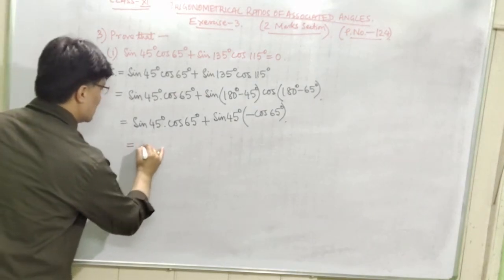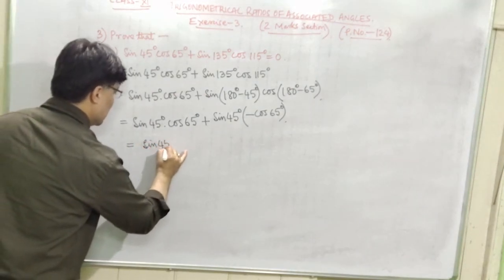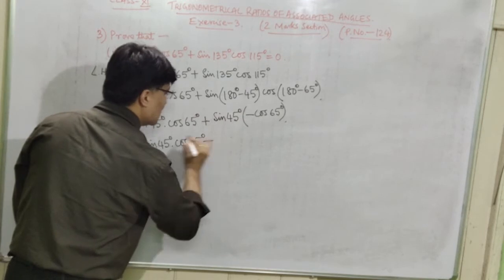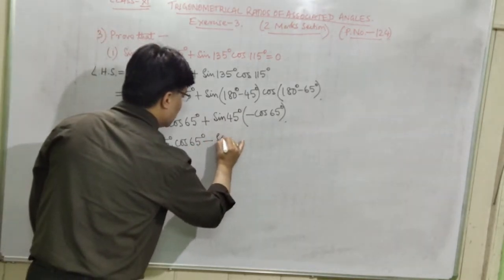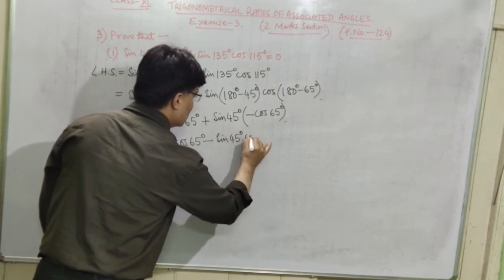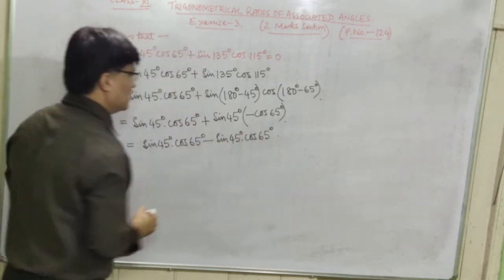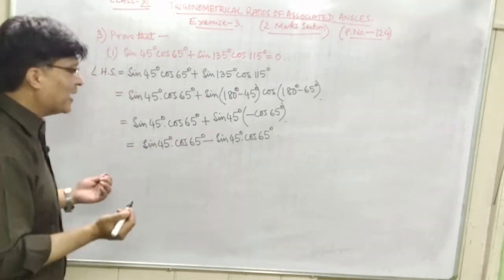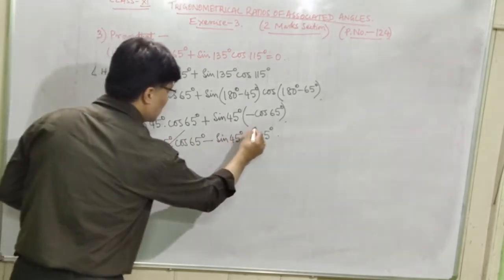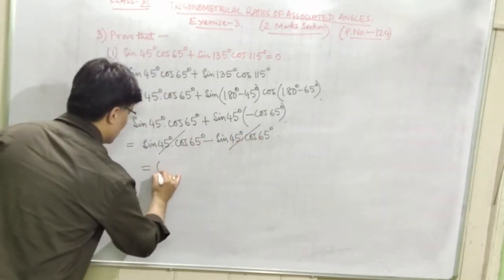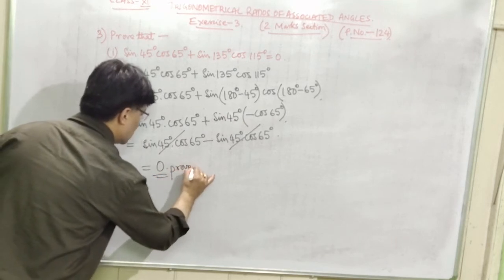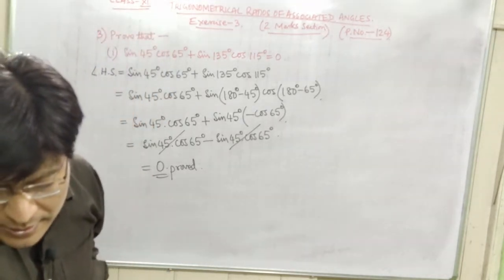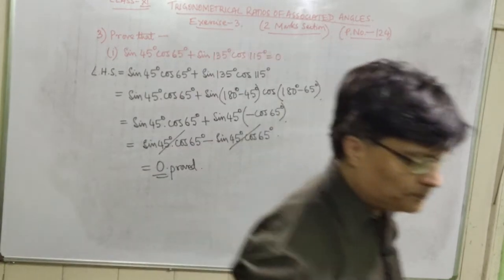Okay, so which is equal to sine 45 degree into cos 65 degree, plus and minus, you know that, sine 45 degree into cos 65 degree. Is that clear? So without putting the value of sine 45 degree, you can cancel them, isn't it? These are the same expression, but they are of opposite sign, plus minus, you can cancel them, which is equal to 0. So it is proved. Understood now? So we can copy it. Now we will do the next problem.